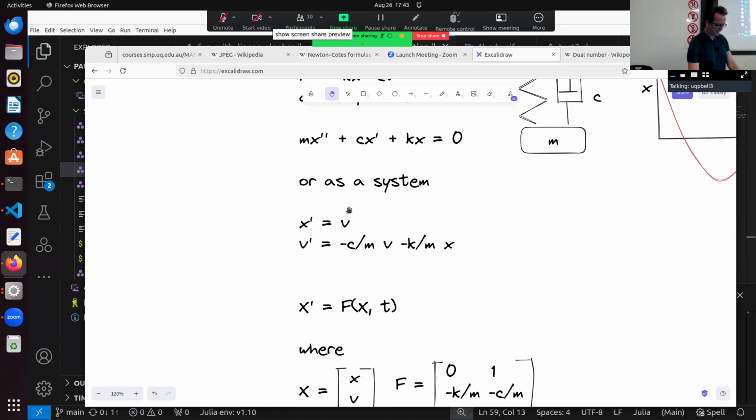If we write that out as a system, this one always did my head in when I was an undergrad. I can remember clicking on this when I was coming to grips with it. To write it as a system, you're basically just using the definition for one and then substituting in for the other one. So x dashed equals v. That's just the definition. The more interesting one is this one, where v dashed equals x double dashed, and then we substitute in. So this x dashed is v, minus c on m v, minus k on m x.